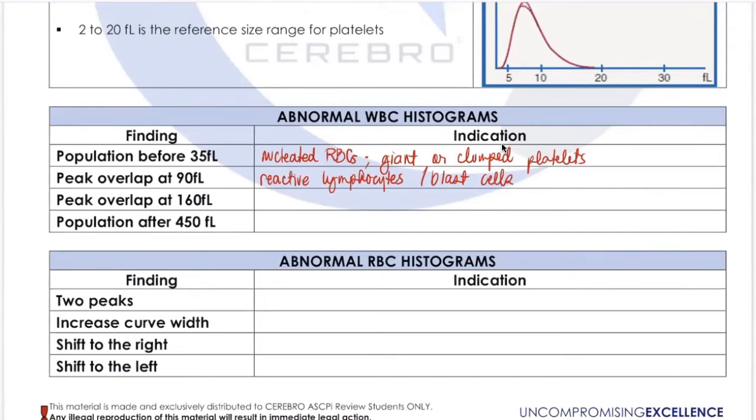If there is a peak overlap at 160 femtoliters, usually this is because of an increased number of bands, or an increased number of other immature granulocyte forms. And if there is a population after 450 femtoliters, usually this is due to a high granulocyte count.